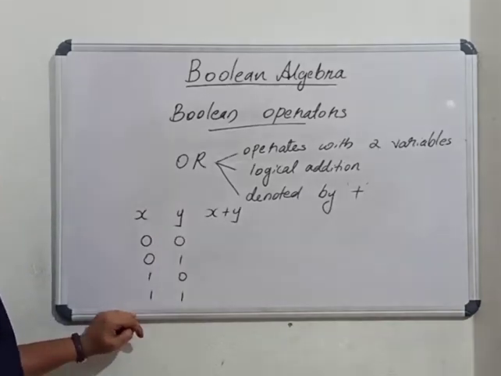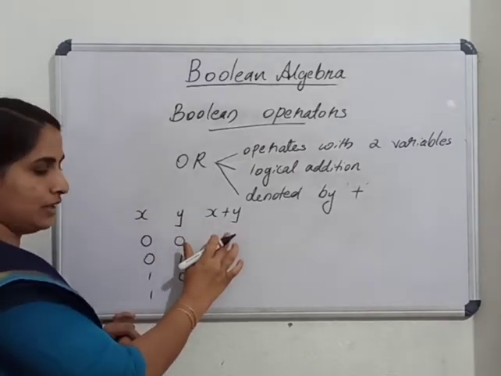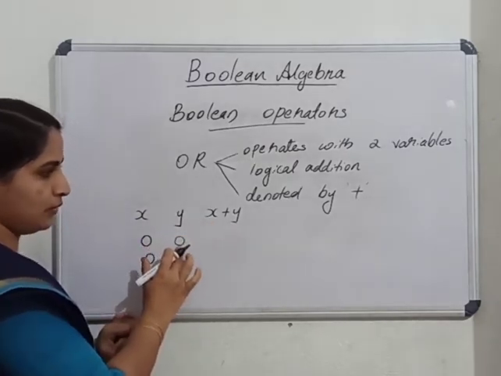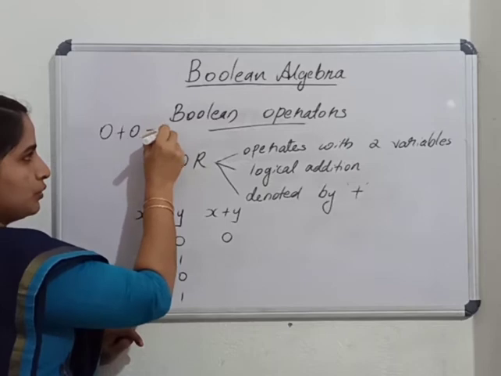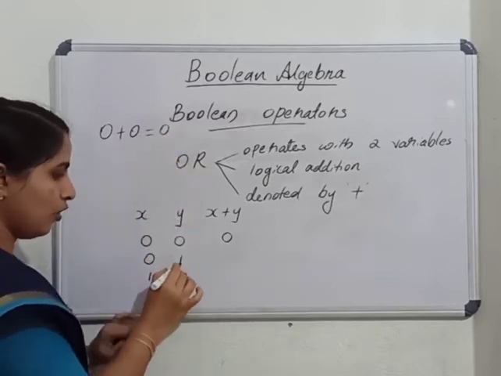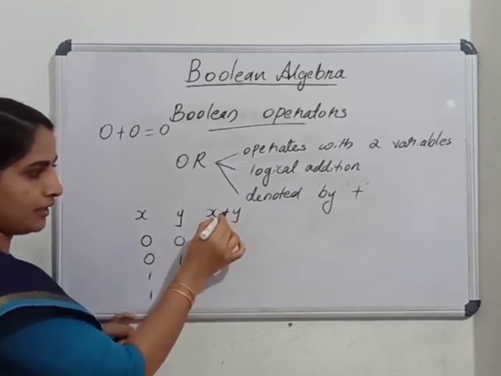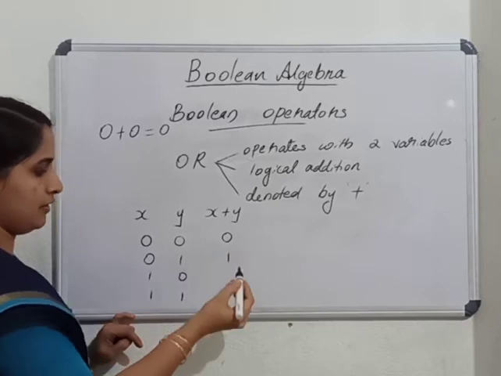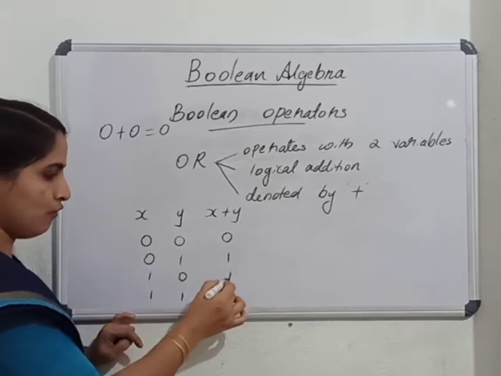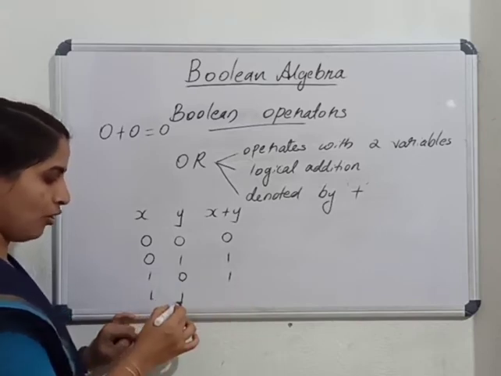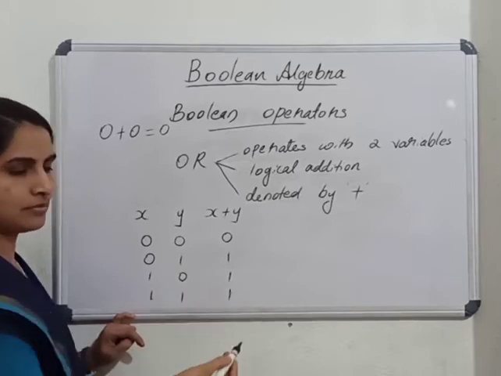Then the possible outputs we are going to write. If x is 0, y is 0, then x or y is 0 or 0. It is 0. So 0 or 0 equal to 0. Next 0 or 1. First one is off, second one is on. Then if the operator is OR, the result will be 1. And first one is on, second one is off. The result will be 1. If both the switches are on or if both the inputs are true, the output will be 1.